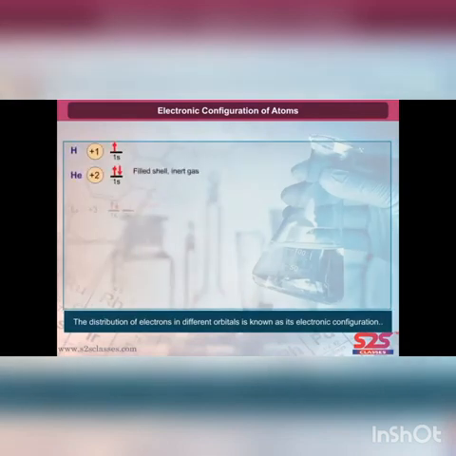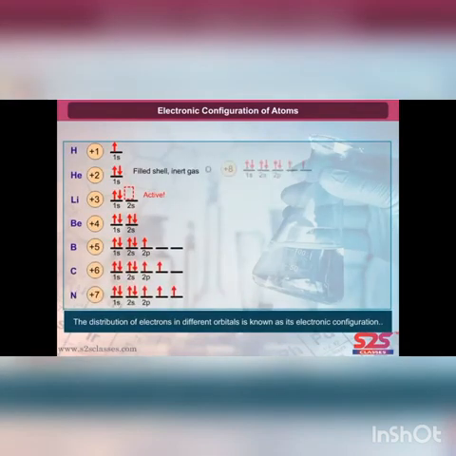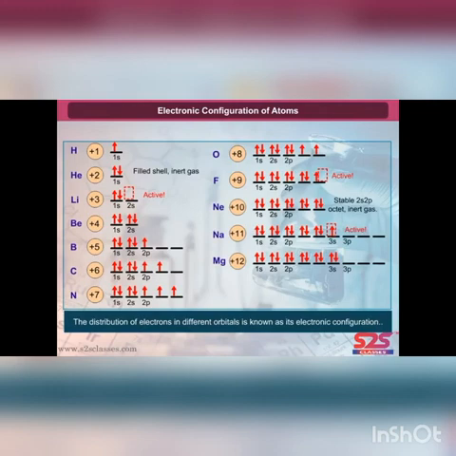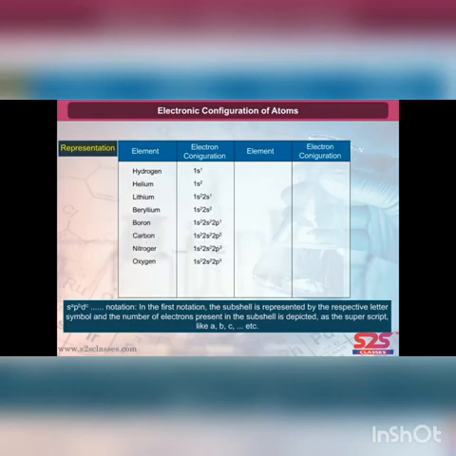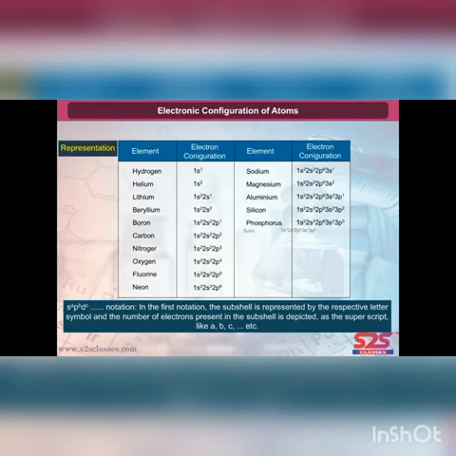Electronic configuration of atoms. The distribution of electrons in different orbitals is known as its electronic configuration. This can be represented in 2 ways. The first is the s^a, p^b, d^c and so on notation. In this notation, the subshell is represented by the respective letter symbol, and the number of electrons present in the subshell is depicted as the superscript, like a, b, c, etc.